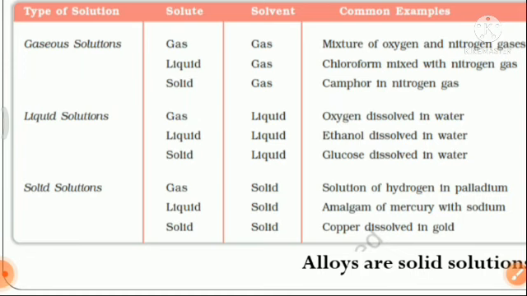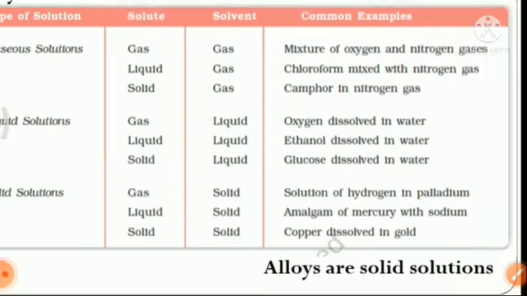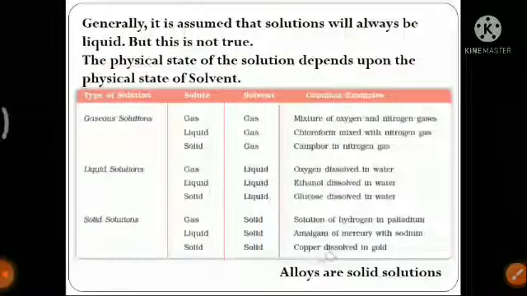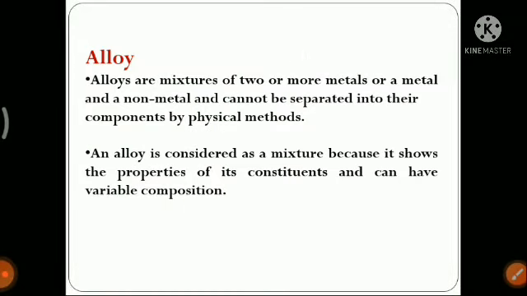So now, what is an alloy? Alloys are mixtures of two or more metals, or a metal and a non-metal. That means alloys are mixtures. So how is an alloy prepared? An alloy is a mixture where one component must be a metal, and the other component can be a metal or a non-metal. That is, an alloy can be a mixture of two metals, or a mixture of one metal and non-metals.